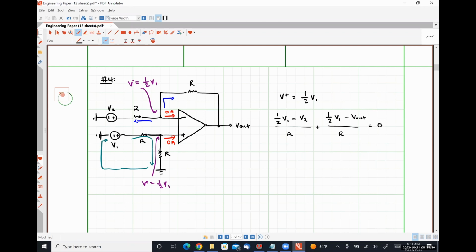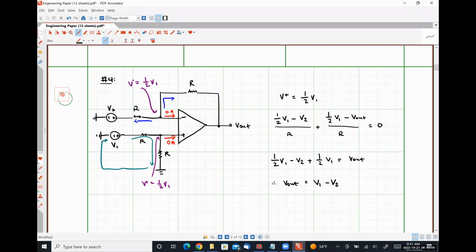If I multiply both sides of this equation through by R, I get 1/2 of V1 minus V2 plus 1/2 of V1 is equal to V out. And therefore, V out is simply V1 minus V2.